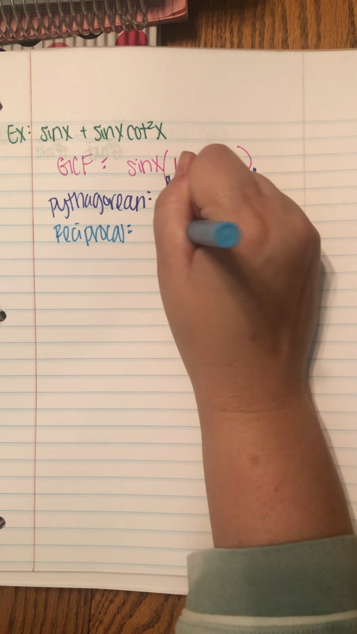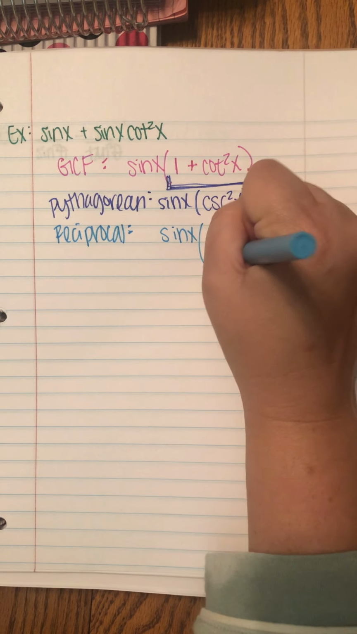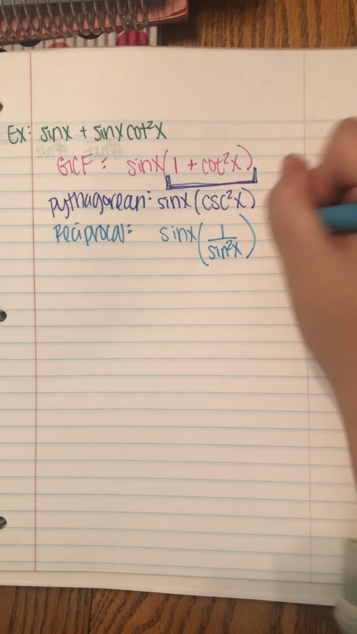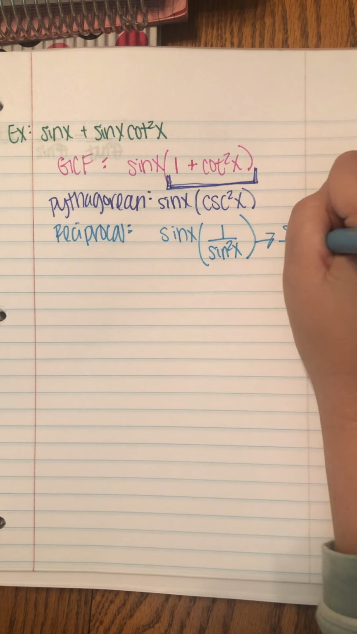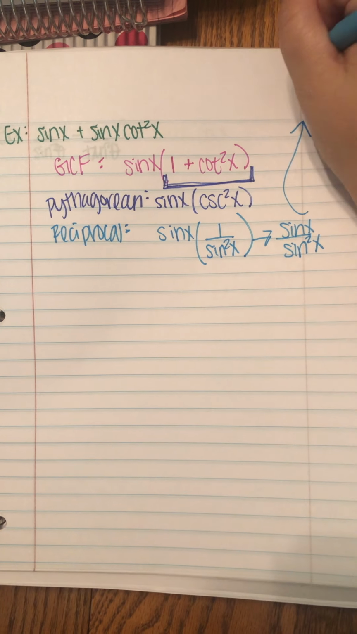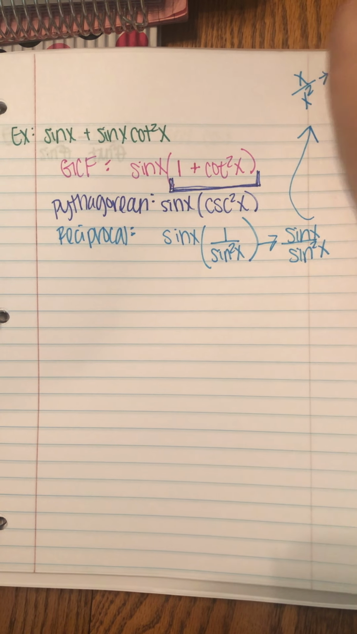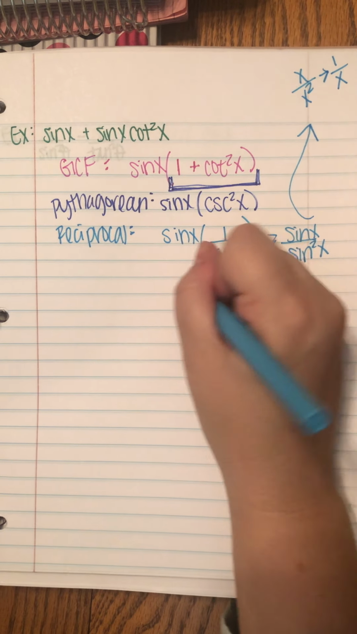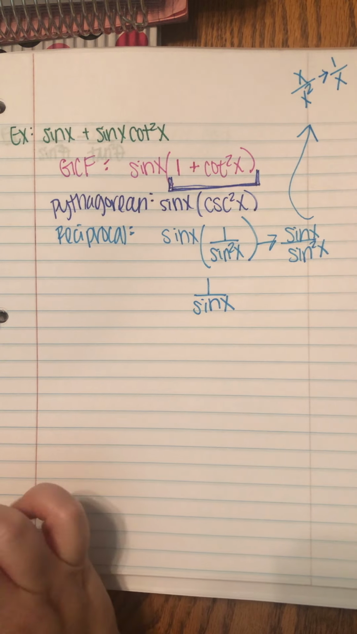So I'm going to have sine x still there. I'm going to change this to 1 over sine squared x. And if I simplify that, that's sine x over sine squared x. An algebra reminder of what that is like is x over x squared, which is 1 over x. So in this case, we're going to be left with 1 over sine x.